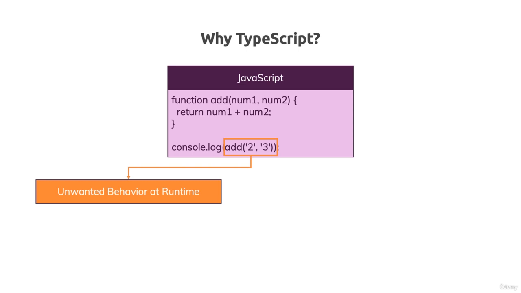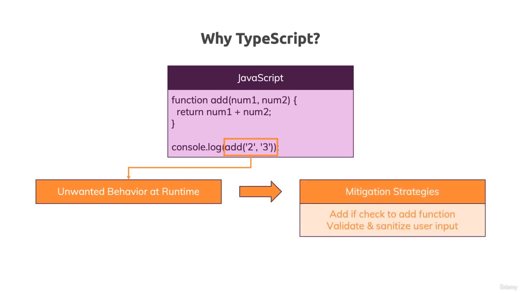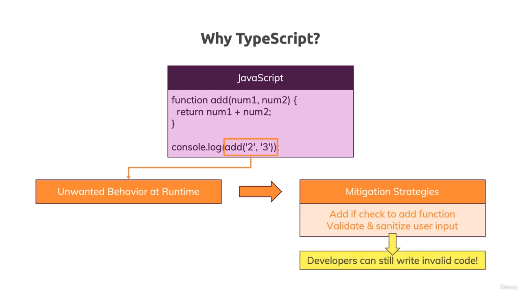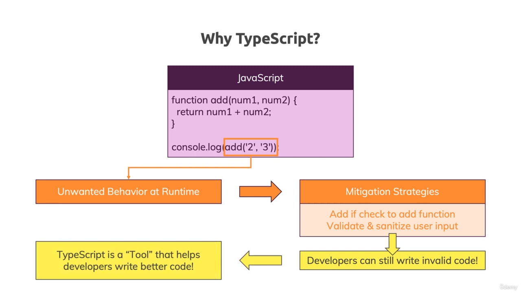Now, of course, in JavaScript, we have mitigation strategies. We could add an if check in the function to check the types of the inputs at runtime. We could also validate and sanitize user input. And whilst we might want to do all of that, it would also be nice if we could catch errors like this during development already. And thankfully, this is possible with TypeScript, because developers can write invalid code here and introduce bugs like this in JavaScript. And with TypeScript, we have a tool that helps us write better code and avoid such problems. So let's have a closer look at this.